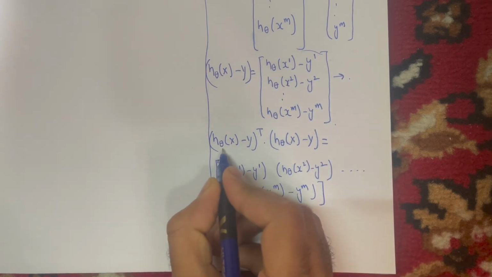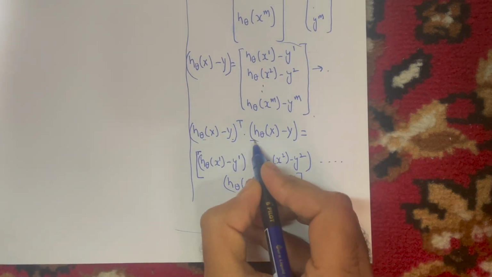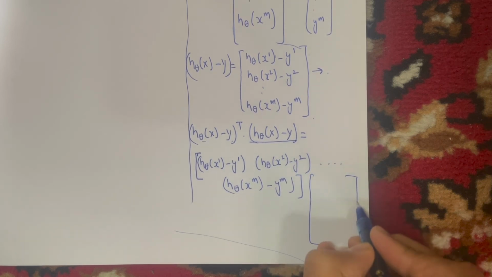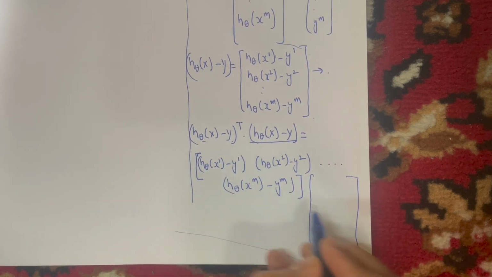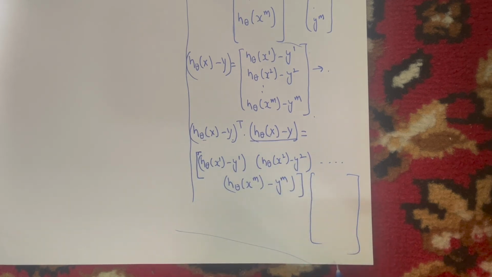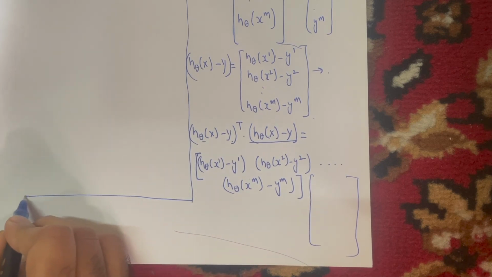So this is this particular transpose. And what will be h of theta x minus y? This is this one. So this is a single row and this is a single column. Multiplying a single row with a single column in matrix format will give one element. So what will be that one element?